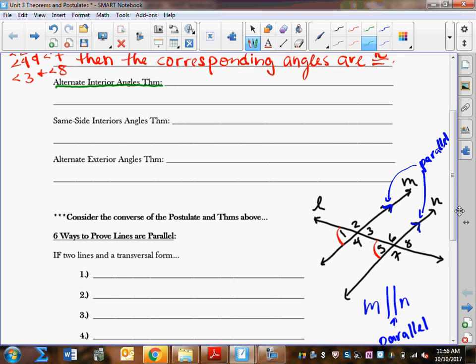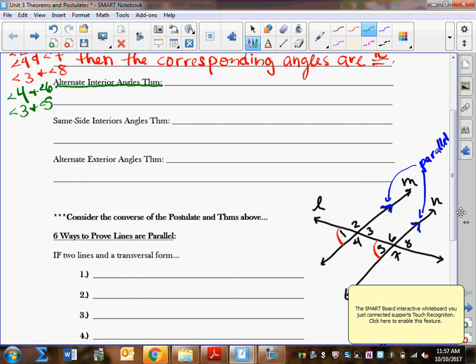Alright, go ahead and bring it back up front. Who feels brave enough to give me one pair? Shannon, give me a pair. 4 and 6. Do we agree? Yeah. Alright, angle 4 and angle 6, and then William, go ahead and give us another. 3 and 5. Do we agree with those two pairs? Okay. So we have 4 and 6. They're in between, that's my interior. They're on opposite sides, so alternate. And then 3 and 5.